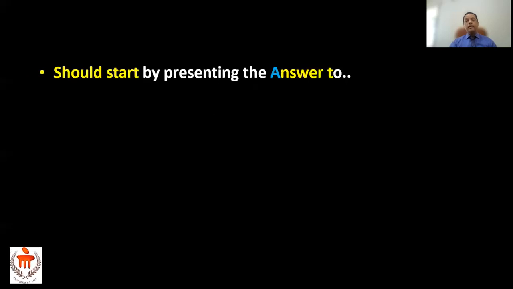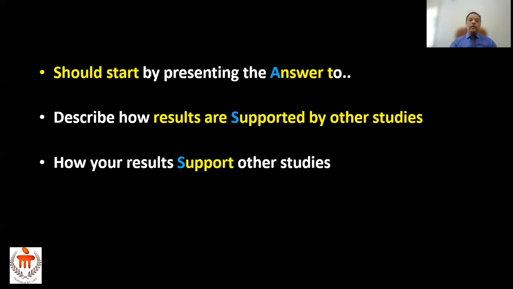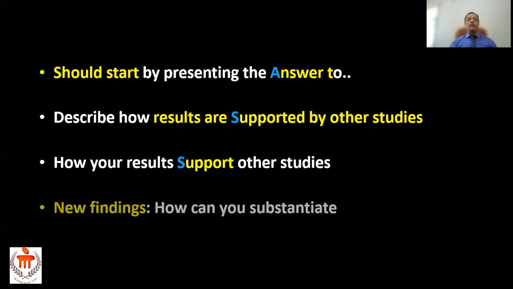And when you start discussing your manuscript itself, it should start with presenting the answer to what the question was, and describe how the results are supported by other studies. That's where your literature discussion comes, to compare and contrast between the previous studies. How your results support other studies, or how the other studies support your own. And if you have new findings, how can you substantiate it?